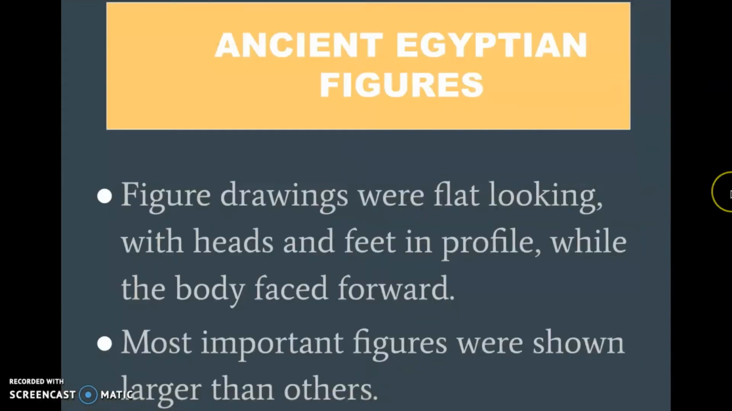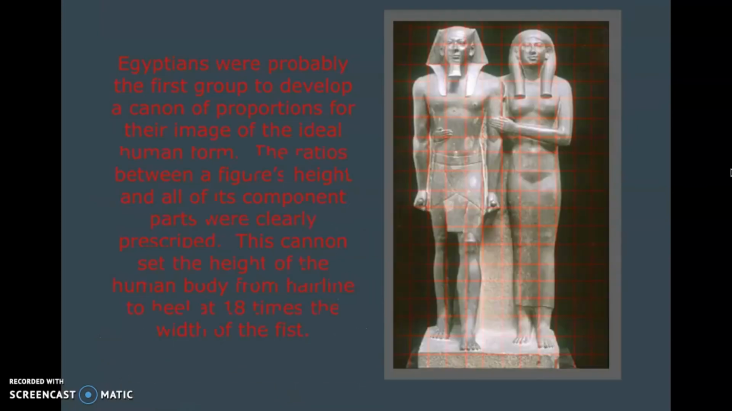Ancient Egyptian figures come over next. In ancient Egyptian times, figure drawings were flat-looking with heads and feet in profile while the body faced forward. Most important figures were shown larger than others. So this is a part of the narrative that we can find out from looking at these images. Who was the important figure and who wasn't?